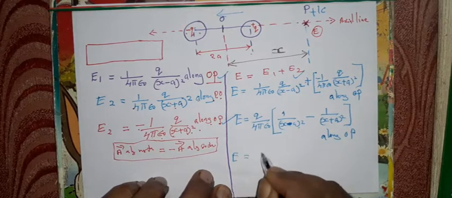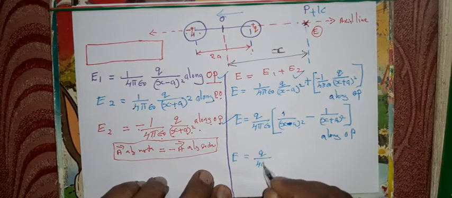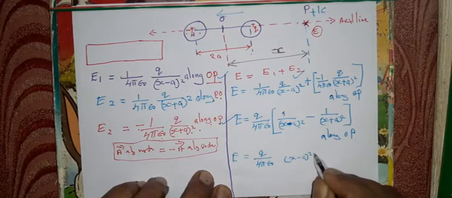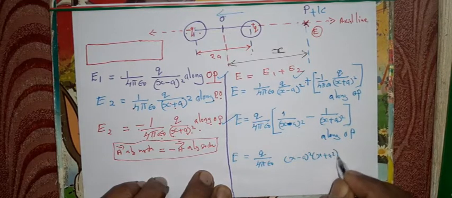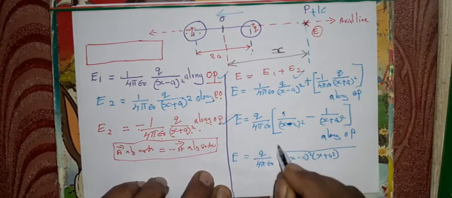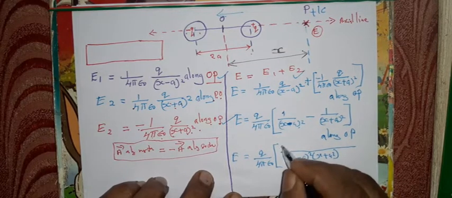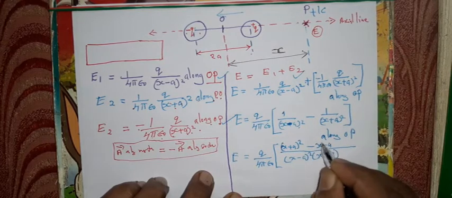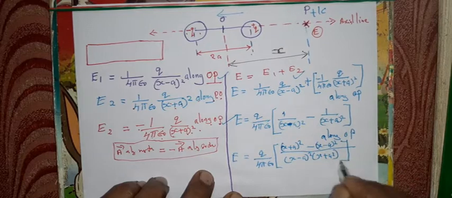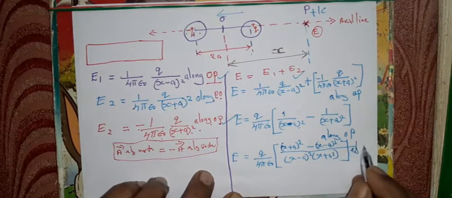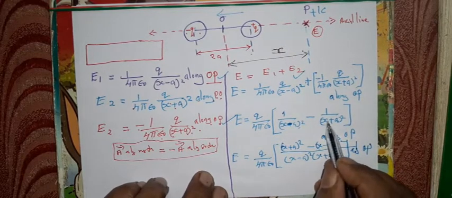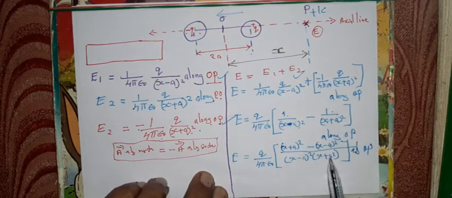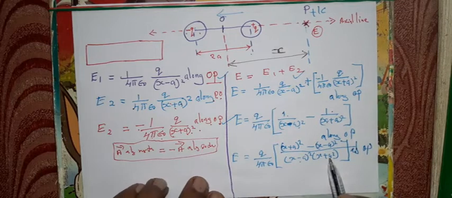Now you can take the LCM. E is equal to Q by 4 pi epsilon 0 into (X minus A) the whole square into (X plus A) the whole square in the denominator. What is the numerator? It is (X plus A) the whole square minus (X minus A) the whole square, and the direction is along OP. So once you take the LCM, (X plus A) the whole square minus (X minus A) the whole square, divided by (X minus A) the whole square into (X plus A) the whole square.